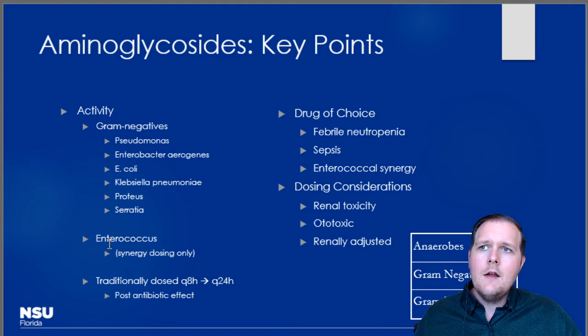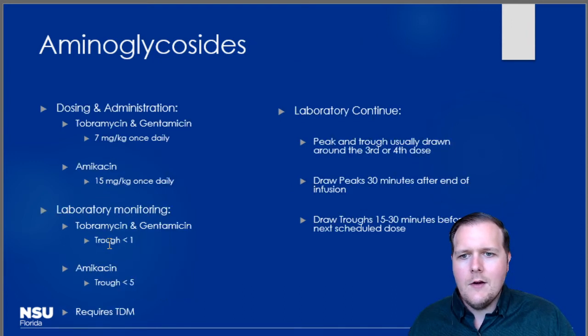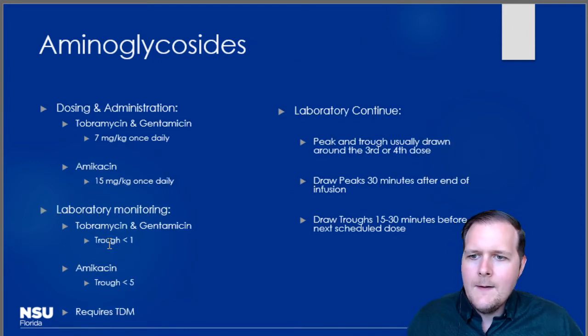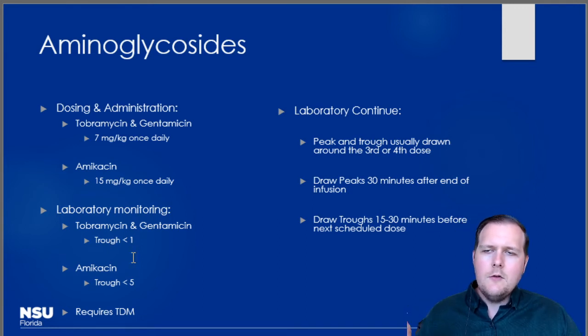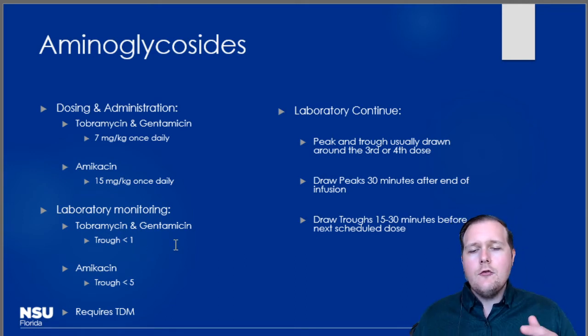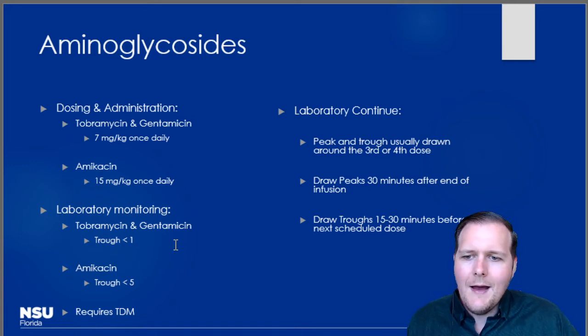In this case, we're still going to be checking trough levels, but it's not the same reason we're checking trough levels for vancomycin. So I'll illustrate why that is in just a moment. Again, don't worry so much about the dosing, but when we're monitoring, we're checking troughs. But notice here, as opposed to the vancomycin troughs we saw, where we wanted to make sure they were above the MIC, right? We want to make sure they're above a certain threshold to make sure they're killing the bacteria.